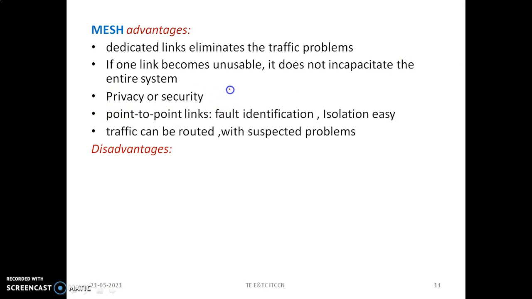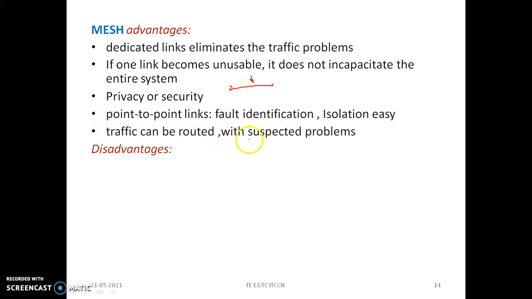Privacy and security. As there is a point-to-point connectivity between every two nodes, whenever a message is to be transferred from node A to node B, as there is a dedicated line, it has complete privacy and security of the data transmission, as it is sent to the intended recipient only. So there is a point-to-point link between every two nodes, so it becomes easy to identify faults if there are any, and also to troubleshoot the fault. Fault identification and isolation of the fault is easy in this case because of the point-to-point link connection.